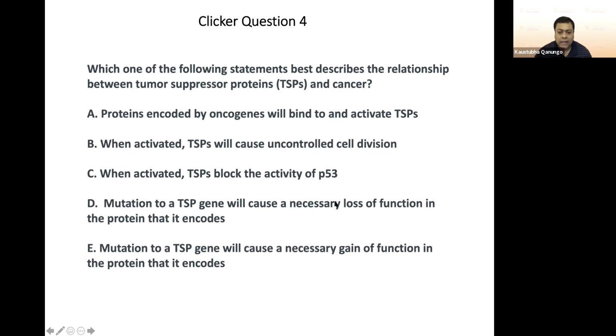Think about it this way: necessary means that normal functioning is absolutely required for that tumor suppressor gene to work properly. That's why it is necessary. If it is not functioning, it will cause a loss of function. It's probably the wording that made it a little confusing. But necessary loss of function or necessary gain of function is the same thing as loss of function or gain of function. Does that make sense, Garrett?